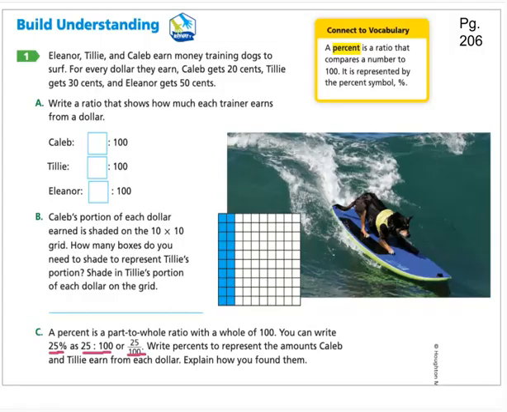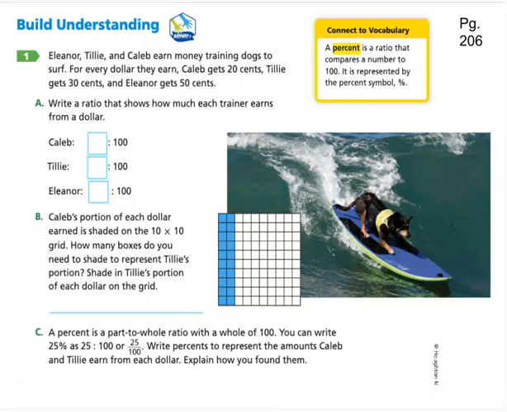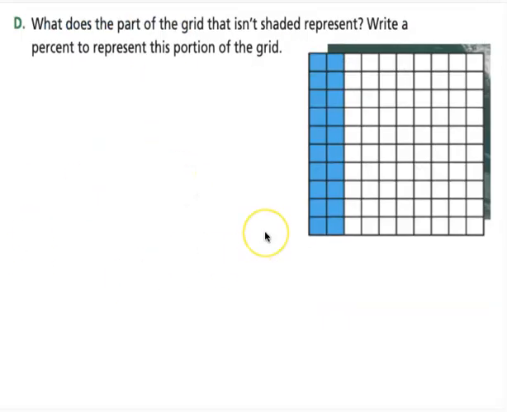So we said Caleb was 20 out of 100. We said Tilly was 30 out of 100. And we said Eleanor was 50 out of 100. What about this? I'm going to have you stop, or the video is going to stop, so that you can answer this question. Write a percent to represent the portion that is not shaded. So that has to be 80%.